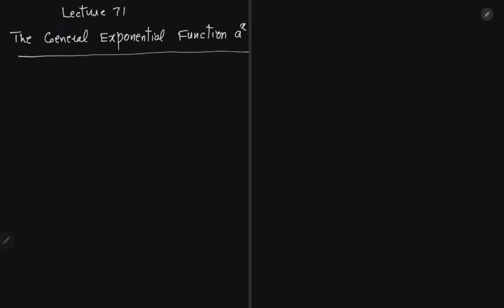Until now, we discussed the exponential function y is equal to e raised to power x. Here, the base was e. Now, we want to extend such functions for any base. So we are talking about y is equal to a raised to power x. We are talking about such functions, which are also called exponential functions, but usually we call them general exponential functions.